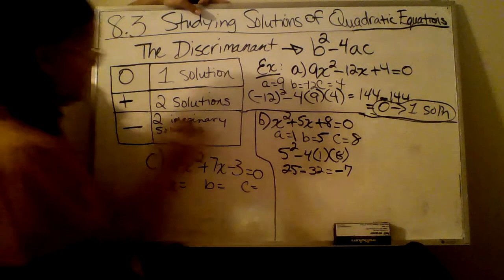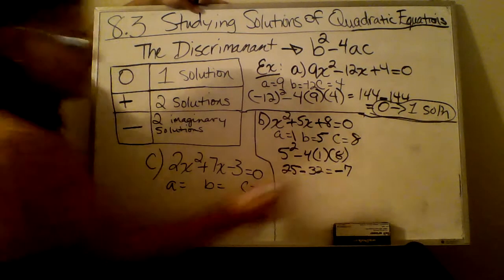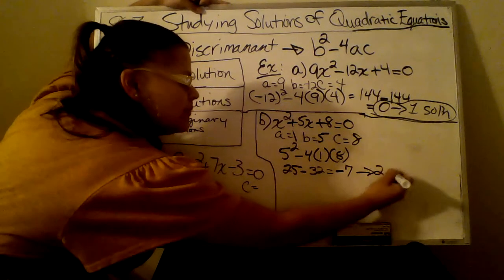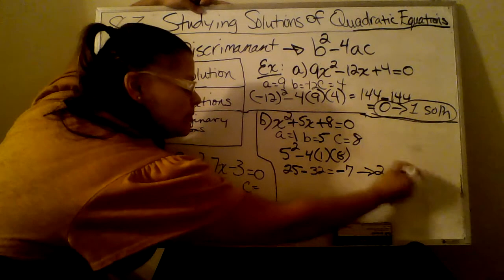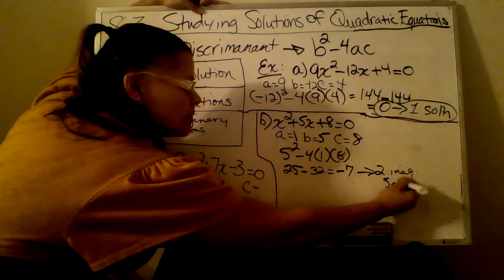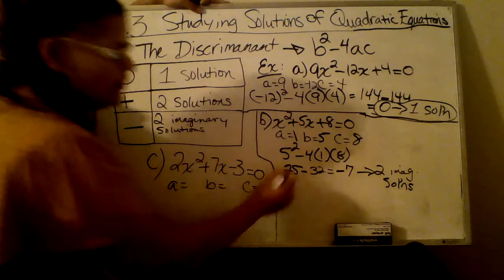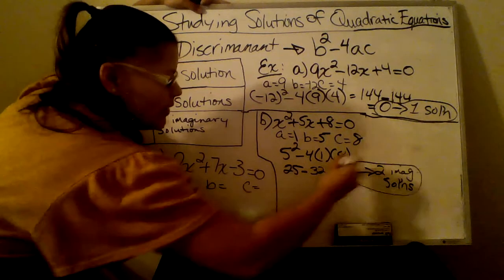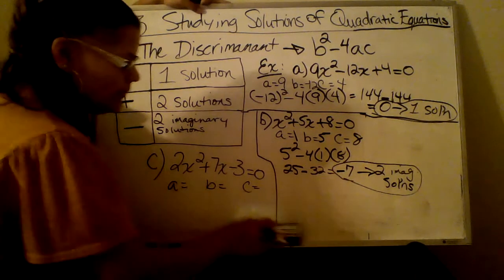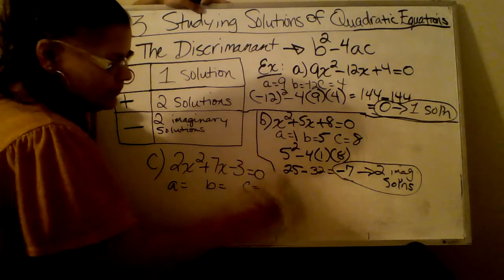Now, this one right here is negative. So there's two imaginary solutions. Okay, so that's what it boiled down to right there. Negative, so imaginary solutions.